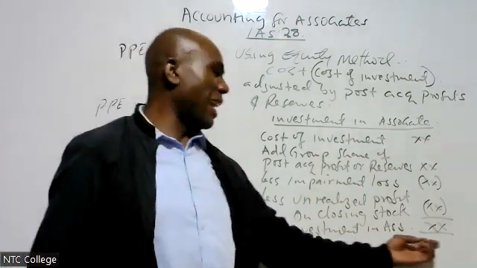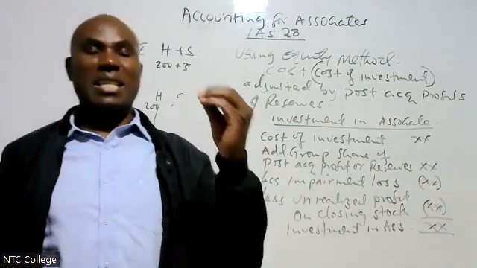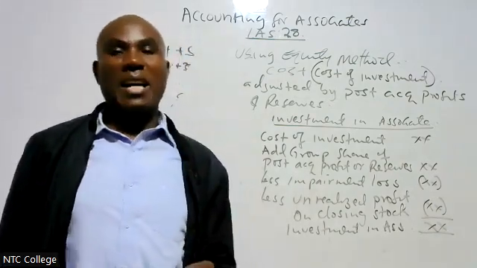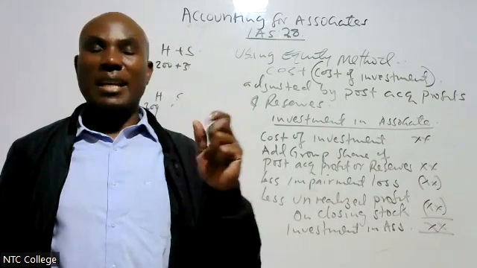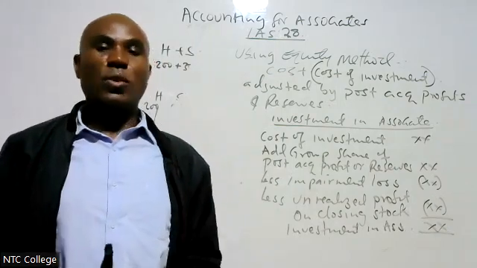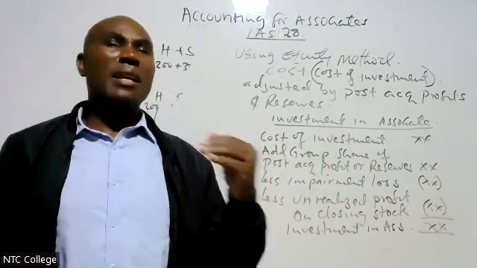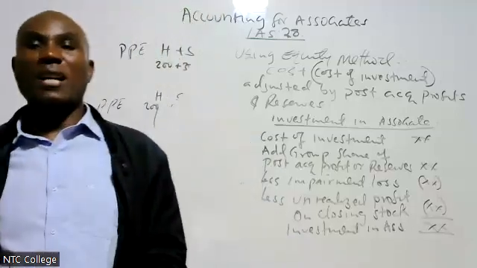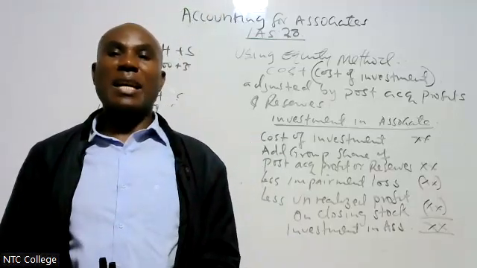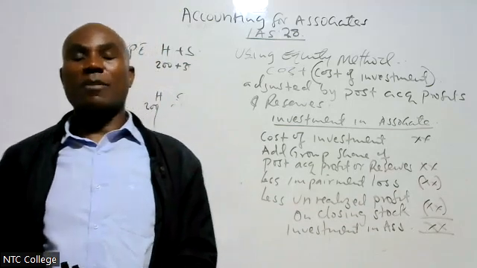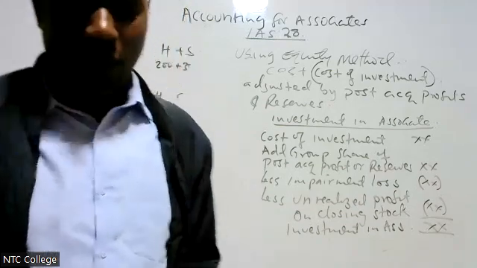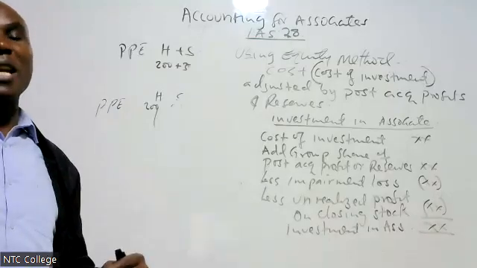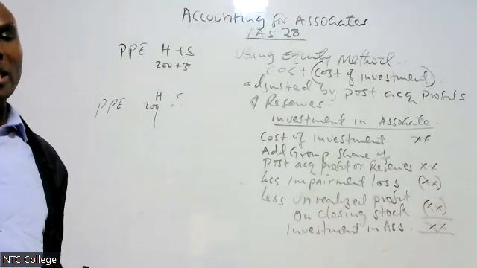Therefore, this investment in associate is recognized as a non-current asset in the balance sheet, where we recognize PPE, goodwill, and intangible assets. We have investment in associate there. That is how we recognize an associate, but the bottom line is that assets and liabilities should not be consolidated.